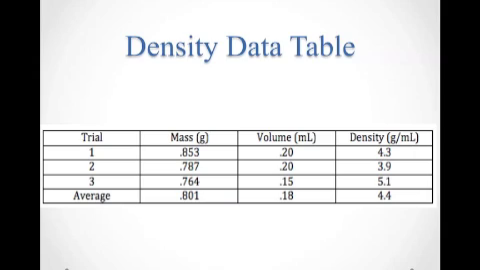And here is our density data table. Our average mass is 0.801 grams. Our average volume is 0.18 milliliters. So our average density is 4.4 grams per milliliter.